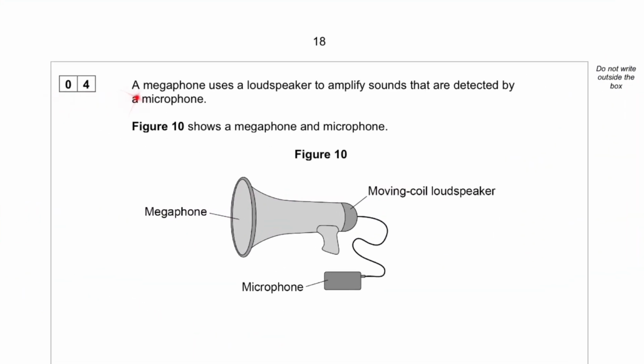Question 4. A megaphone uses a loudspeaker to amplify sounds that are detected by a microphone. Figure 10 shows a megaphone and microphone. It's the microphone and the megaphone.